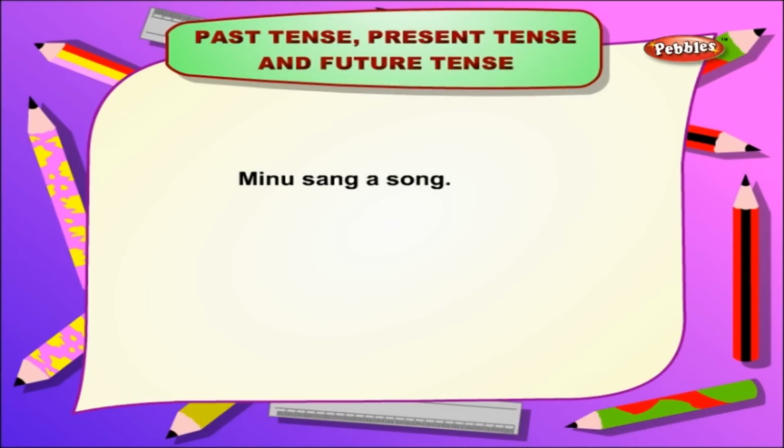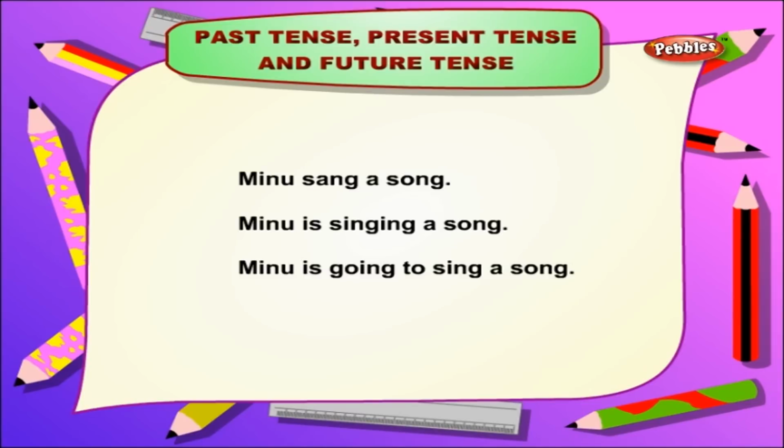Meenu sang a song. This sentence denotes the action that has taken place in the past. Meenu is singing a song. This sentence denotes the action which is taking place now. Meenu is going to sing a song. This sentence denotes the action which will take place in the future.